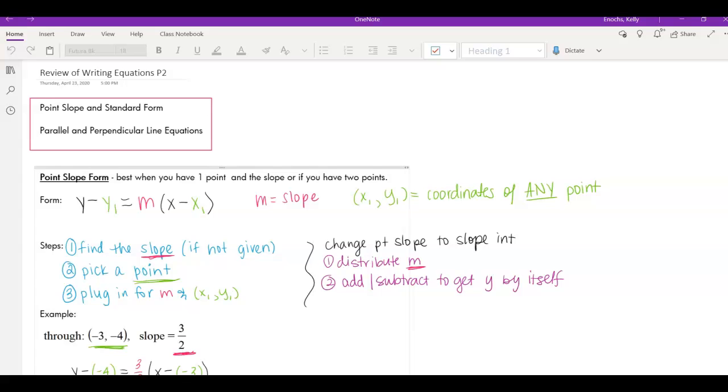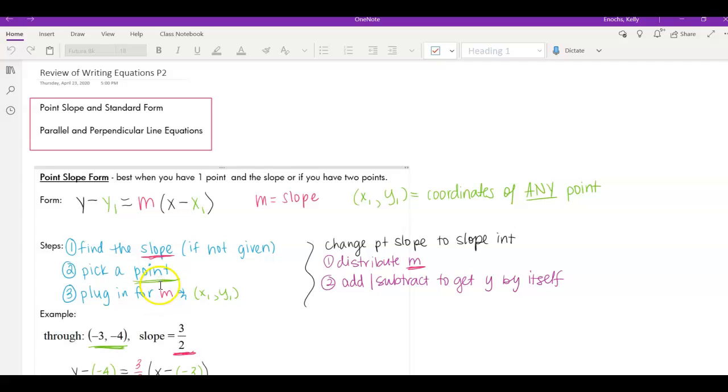All right, we're going to finish up writing equations of lines today. So if you remember, last class we talked about slope and slope-intercept form. Today we're going to talk about the other kinds of writing equations of lines, as well as parallel and perpendicular lines. So let's get started by talking about point slope.